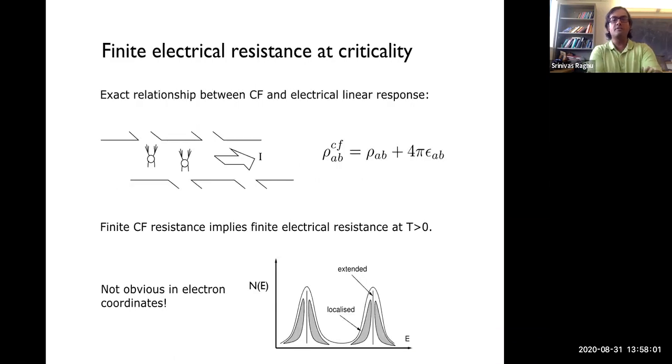Now, because the composite fermions have a finite resistivity, there's a relationship between the composite fermion and electrical resistance, which is given here. This is the composite fermion resistivity tensor. This is the electrical resistivity tensor at criticality. And this epsilon is the unit antisymmetric tensor, so it's a pure Hall response. So since the composite fermion resistivity is finite, the electrical resistivity will also be finite. Okay? So that's how we get a finite DC resistance in the mean field approximation for electrons. I again want to remind you that this is by no means obvious in electron coordinates.